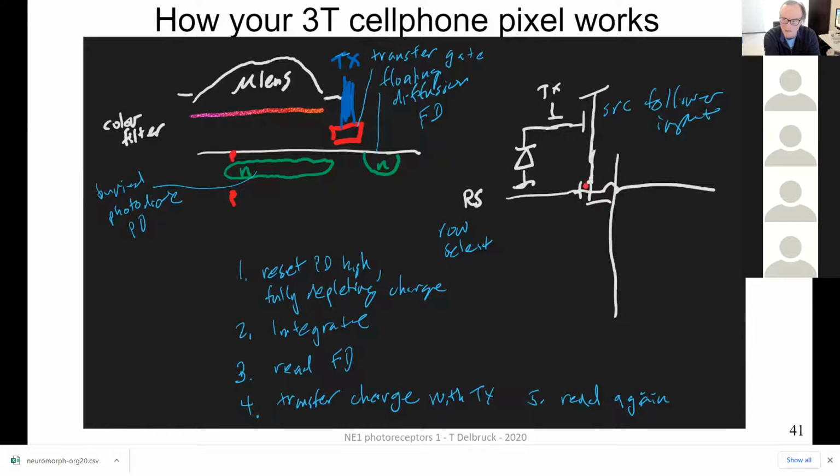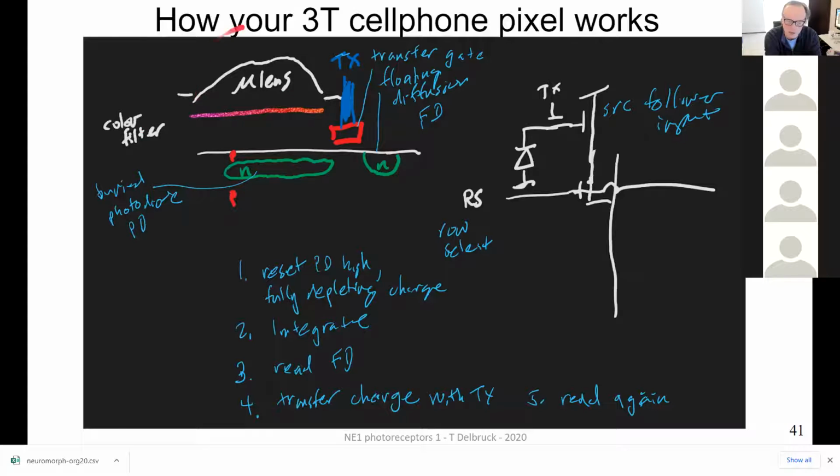And in fact, they have even fewer than 3 transistors. Many smartphone pixels now have like 1.25 transistors per pixel. You might ask, how is it possible to have only a fraction of a transistor per pixel? Well, that's because they share this big source follower readout transistor here. So let me start at the beginning here. If you look at a cross-section of the pixel on your smartphone, this is the surface of the silicon. Sitting on top of it is some color filter on each pixel.